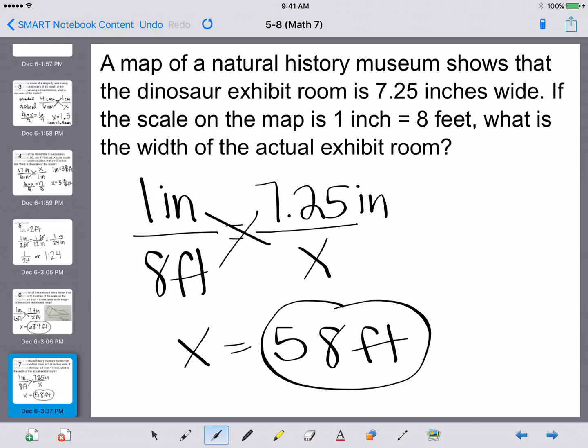If you have any questions about cross-multiplying, don't be afraid to ask. I can come over and help you.